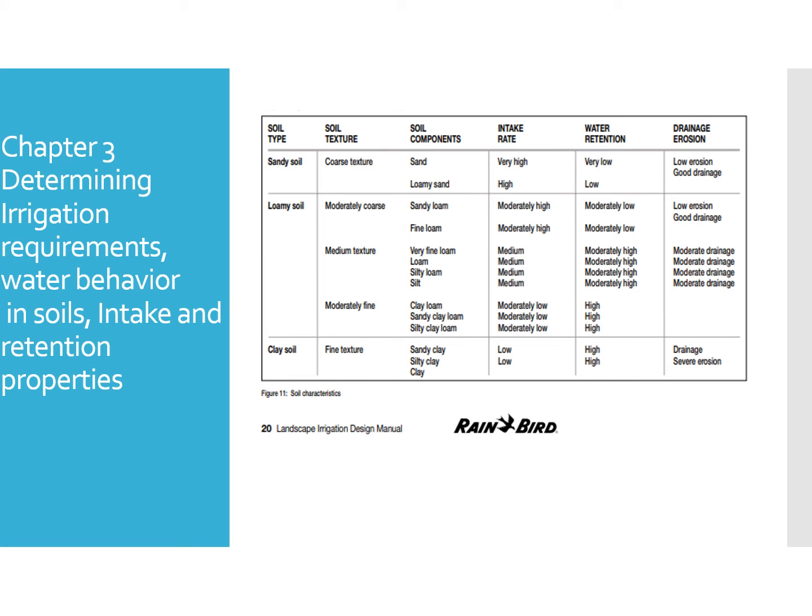So this chart from page 20 in the Rainbird textbook, figure 11, shows the characteristics of various different types of soil and how it applies for irrigation and water retention. So here in this example, we have sandy soil for a soil type. Its texture is coarse. Its soil components depend on its makeup.